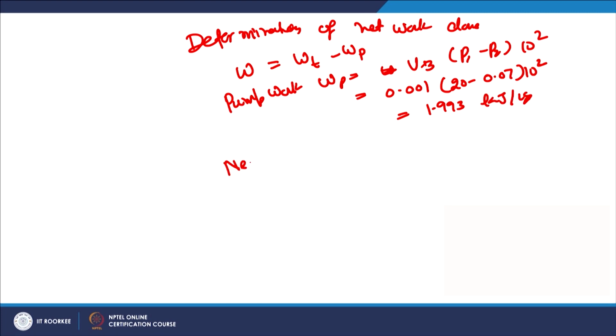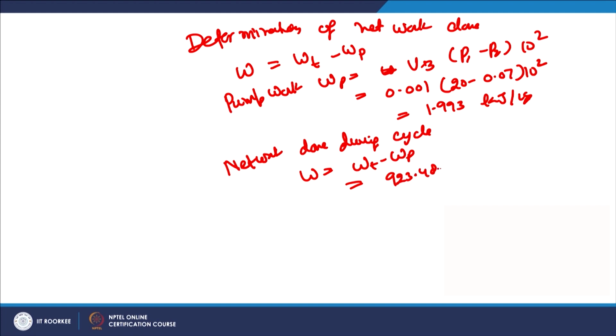So net work done during cycle, WT minus WP, and that is 923.48 minus 1.993, and that is 921.487 kilojoule per kilogram. Now next, determination of heat supplied.